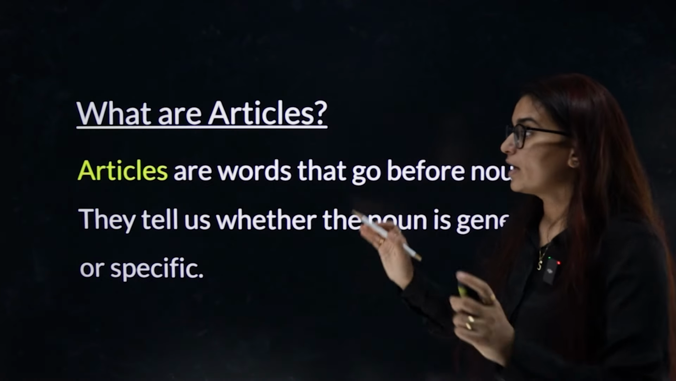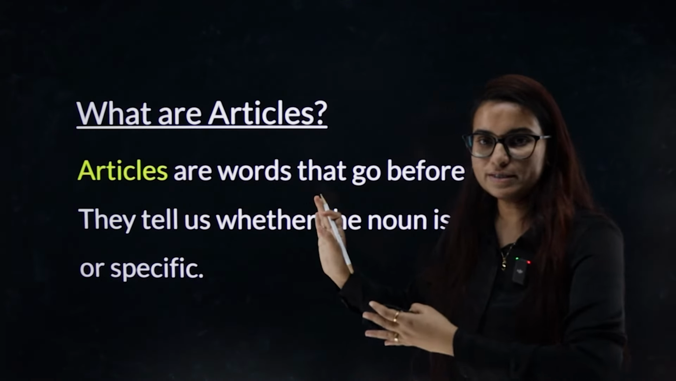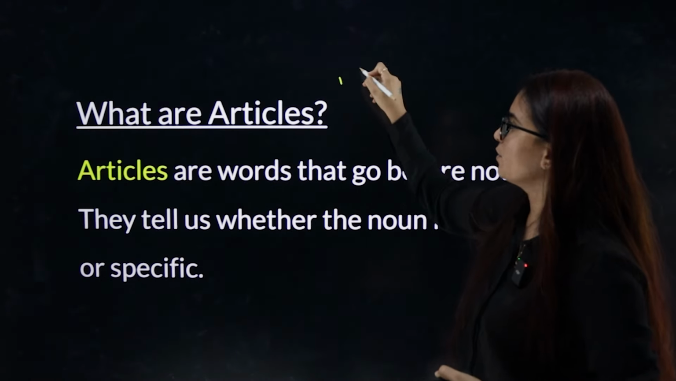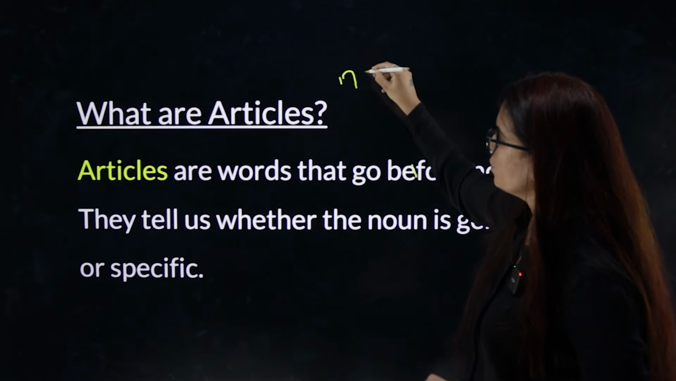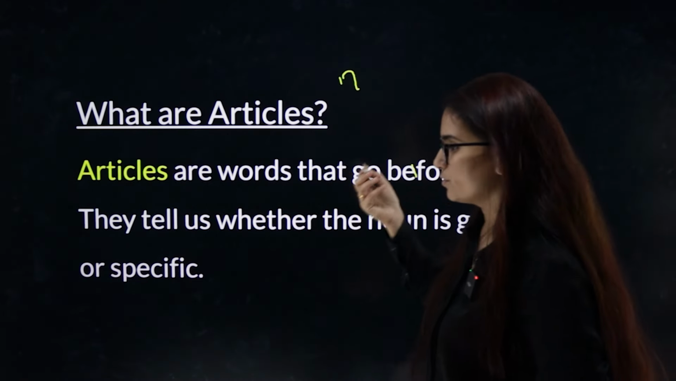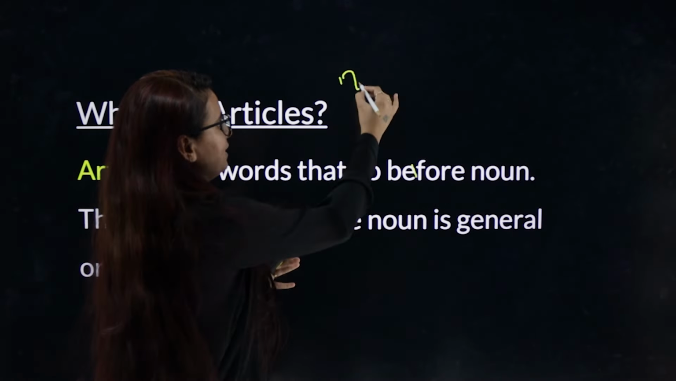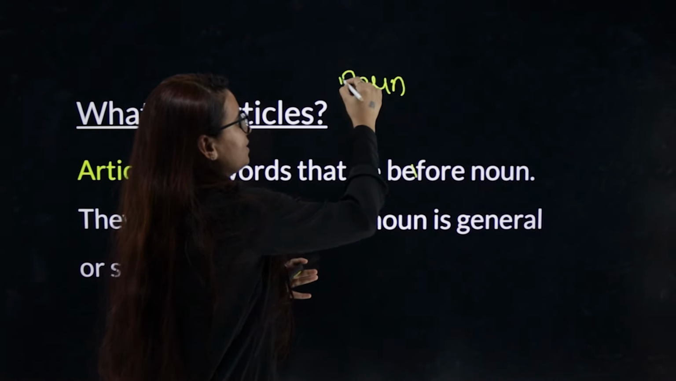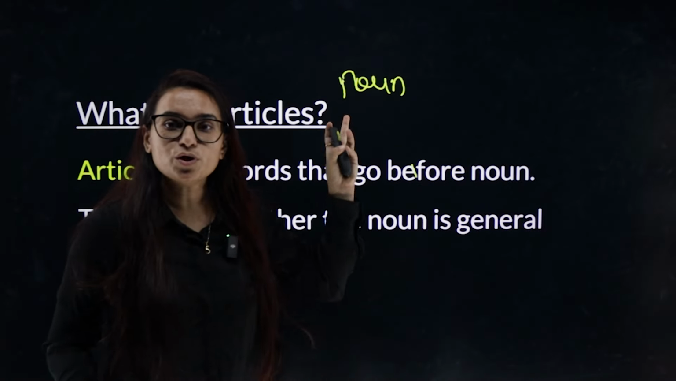Let's understand. Articles are those words which are always put before a noun. That's an important definition. You have to put articles before a noun. Somehow my pen doesn't work when I need it to work. Yes, articles are those words which are put before a noun.